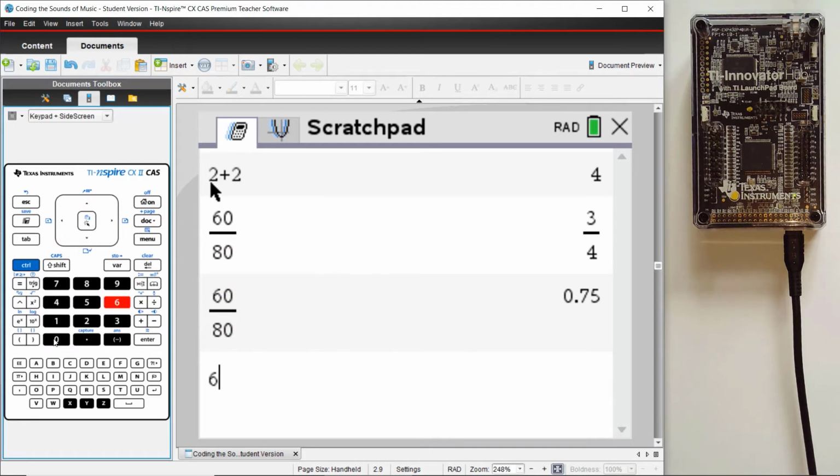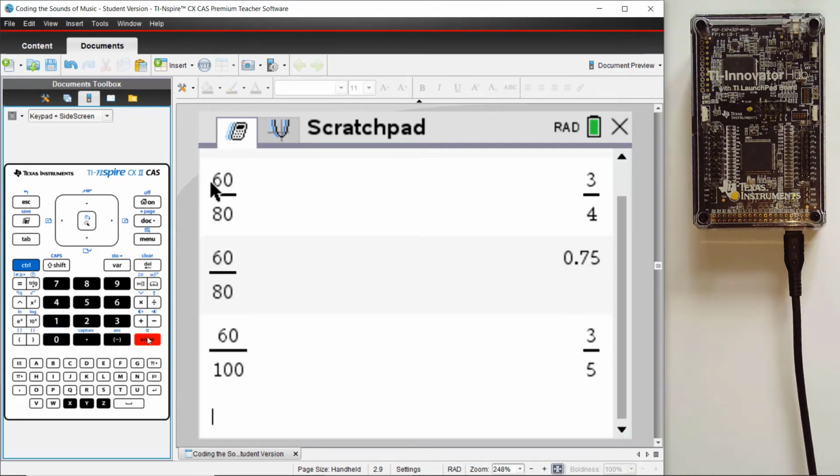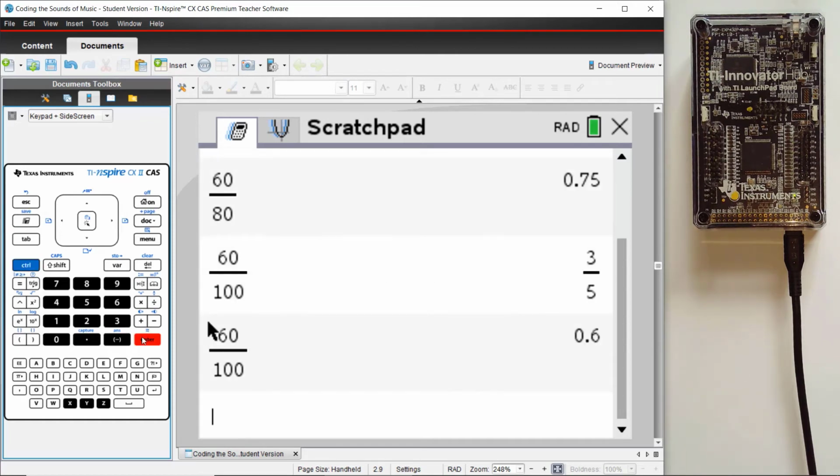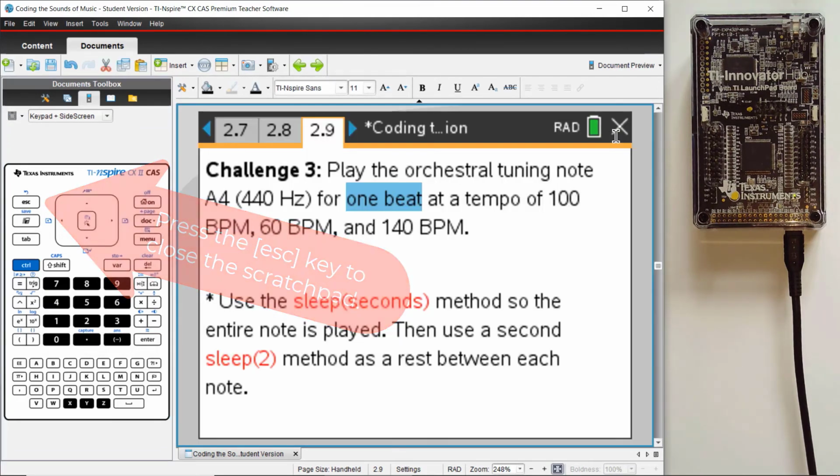It's 60, and it's divided by the tempo, which my first one is 100. And I'll press enter, 3/5, and remember to get the decimal value because that's what you need to enter in your Python code. Press Control Enter, and it says it's 0.6 seconds. Okay? So what that means is I'm going to play 440 for 0.6 seconds, and then I'm going to put 2 sleeps in after it. So let's go ahead and do this.